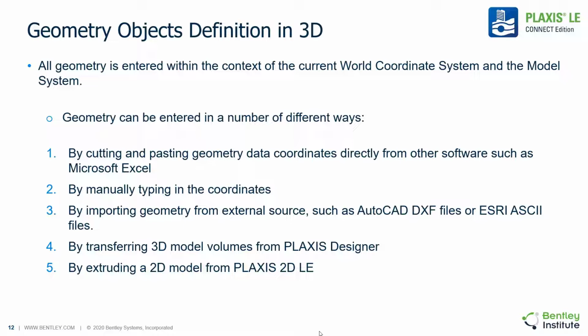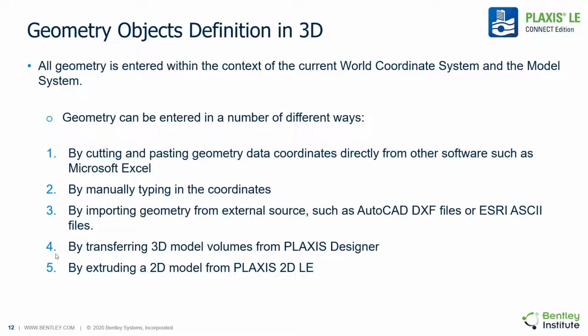This is something users can adjust. And the geometry can be entered in PLAXIS LE in a number of different ways. Let's list them here. First of all, we can cut and paste the geometry data coordinates from an external software. We can manually type the coordinates if you'd like. We can, as a third option, import the geometry from external sources, so DXF, shapefiles, and so on.